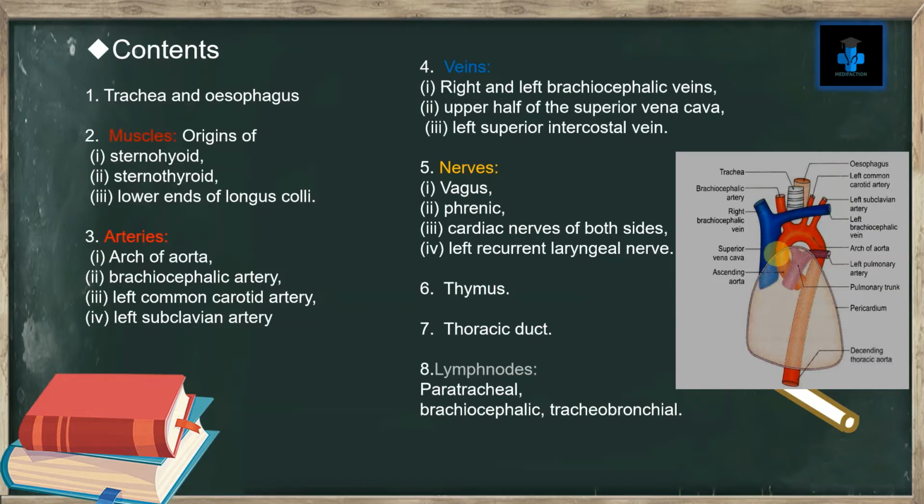In nerves, we have the vagus, the phrenic nerve, which supplies the diaphragm, cardiac nerves of both sides, and the left recurrent laryngeal nerve. Also the thymus gland, the thoracic duct, and we can also appreciate lymph nodes, which are paratracheal, brachiocephalic, and tracheobronchial lymph nodes.